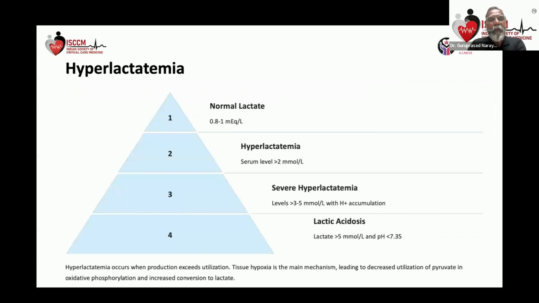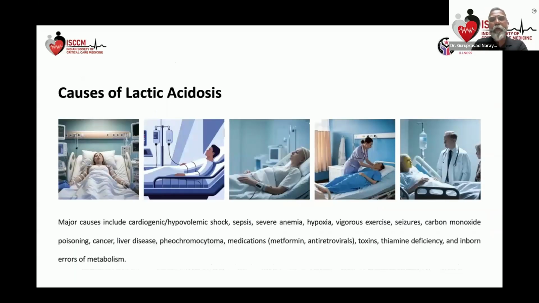So normal levels of lactate are about 0.8 to 1 milliequivalent per liter, and anything above 2 is called hyperlactatemia. But every hyperlactatemia is not lactic acidosis. If it is associated with a decreased pH of less than 7.35, then we call it lactic acidosis. So hyperlactatemia occurs when the production exceeds the utilization, and tissue hypoxia is the main mechanism leading to decreased utilization of pyruvate in oxidative phosphorylation and increased conversion to lactate. So lactate is one of the markers which is very useful in our clinical context.